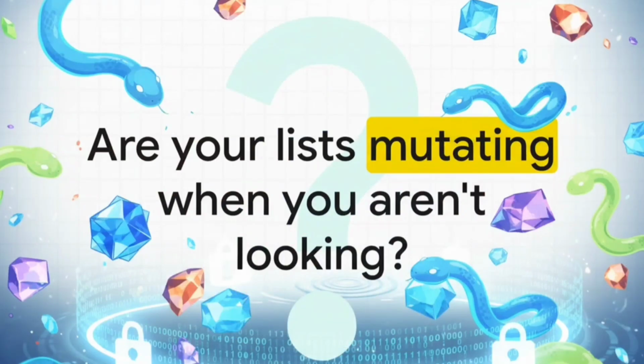So, I want to leave you with this final thought. Are your Python lists mutating when you aren't looking? And how will you apply this mental model of in-place operations, aliasing, and mutable defaults to bulletproof your code starting today? Because mastering these behind-the-scenes concepts is exactly what separates a beginner from a pro.